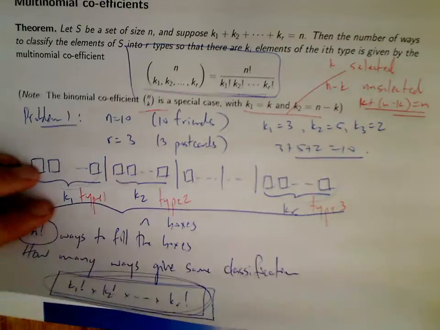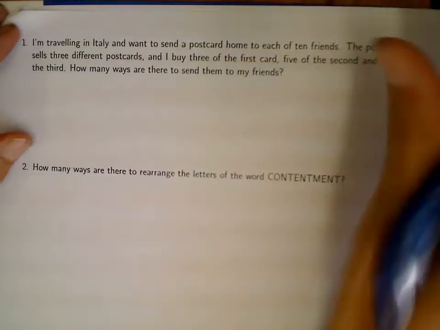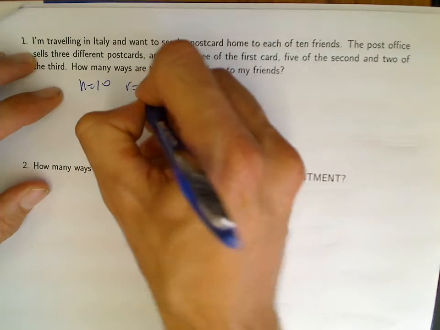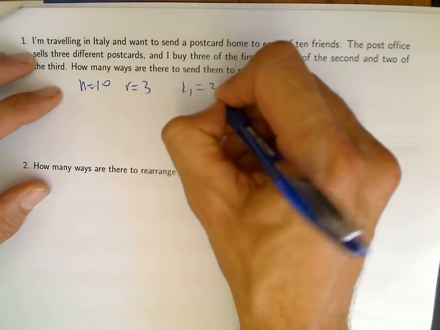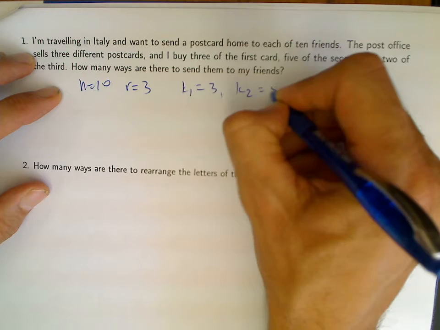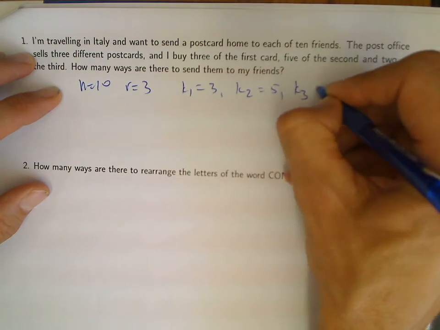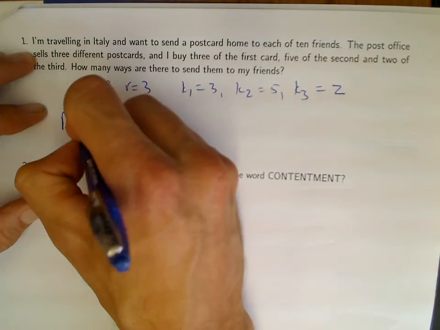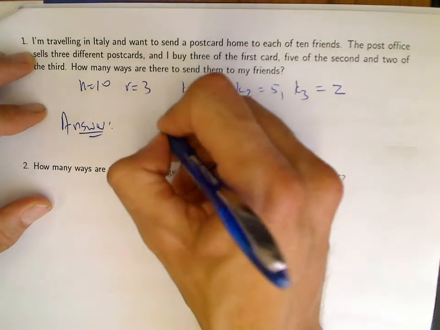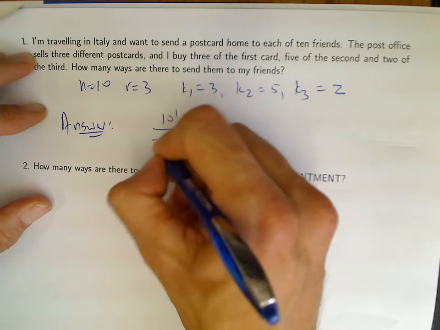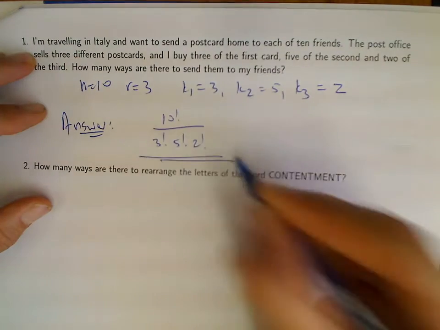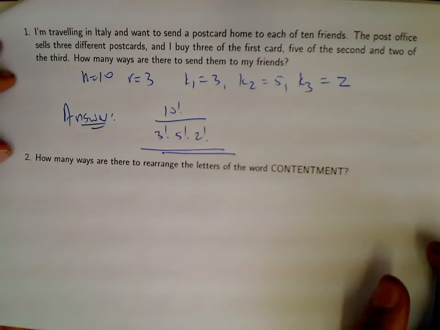So let's apply that. Go back to the problems. So we said n was equal to 10, r was equal to 3, k1 was equal to 3, k2 was equal to 5, and k3 was equal to 2. And so the answer is going to be 10 factorial over 3 factorial, 5 factorial, 2 factorial. So that's the answer to the first question.